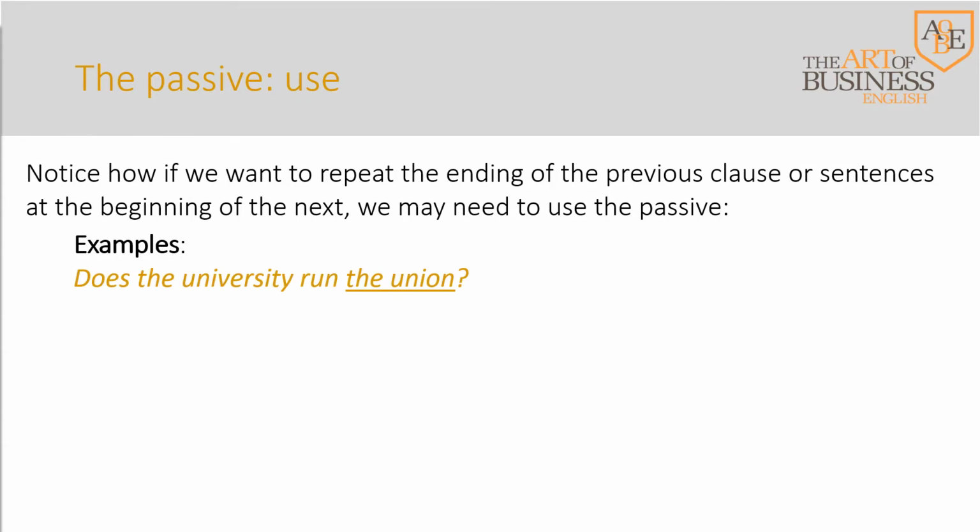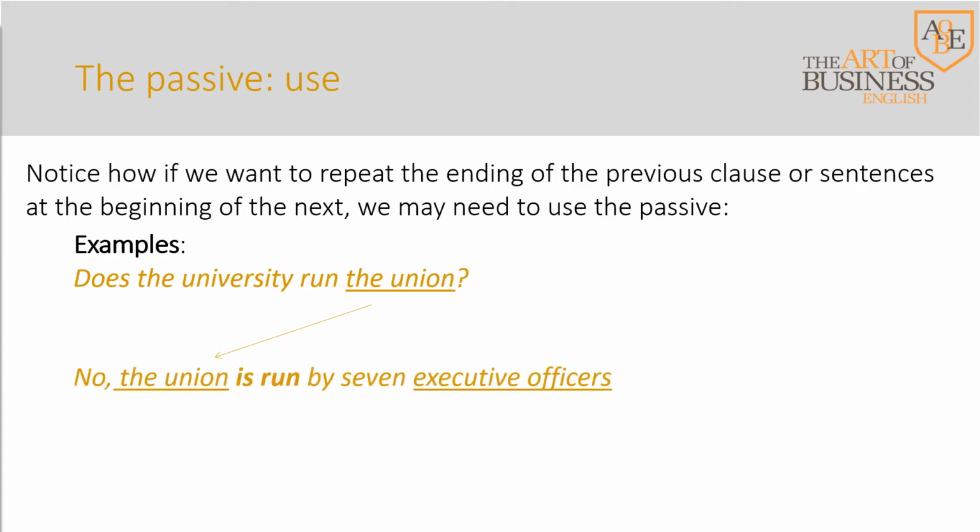For example, does the university run the union, as a question? Now, that's a direct question, and the object at the end is the union. And then when we want to link this together, we could say, no, the union is run by 7 executive officers. So we've clearly made the subject the union, which is actually the object from the previous sentence.